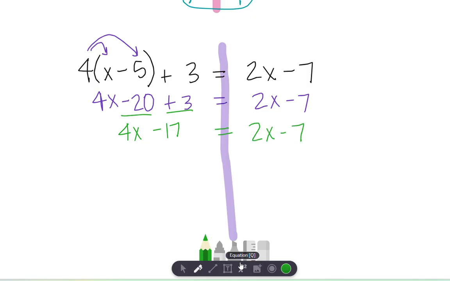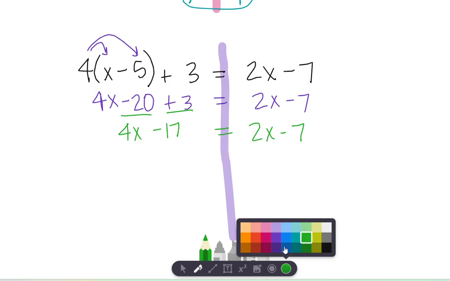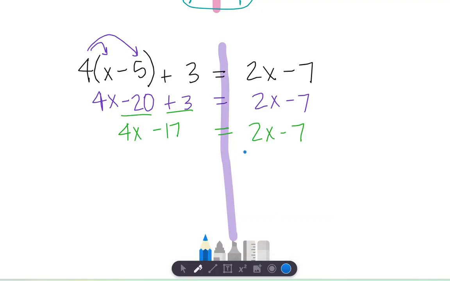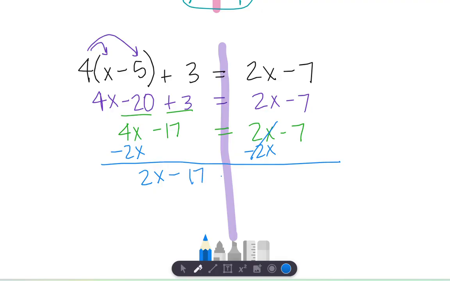Now I need to start getting all my variables on one side and my plain numbers on the other. I want to subtract 2x from both sides. So that got rid of this. And now this becomes 2x. 4x minus 2x gave me 2x. Bring the rest of your stuff down. Don't forget about that minus sign. It matters.